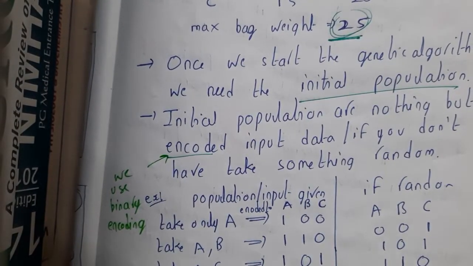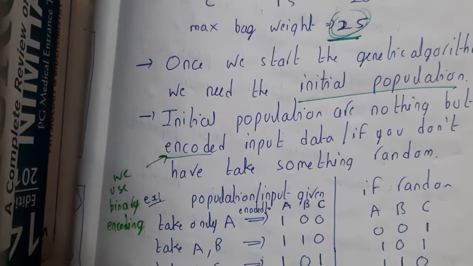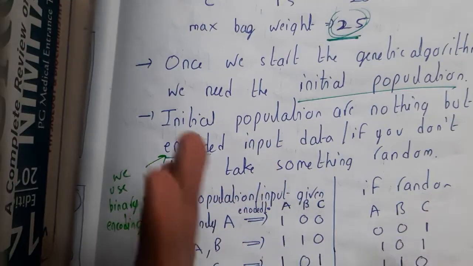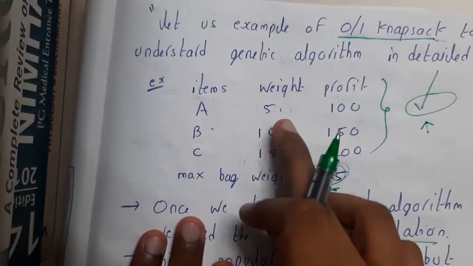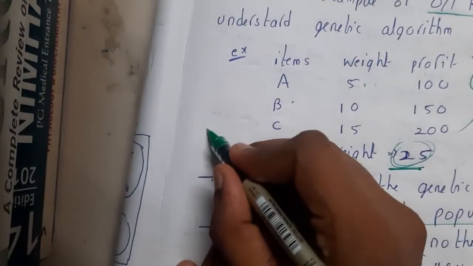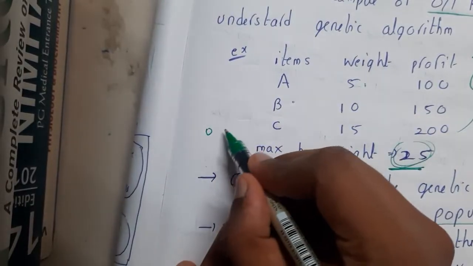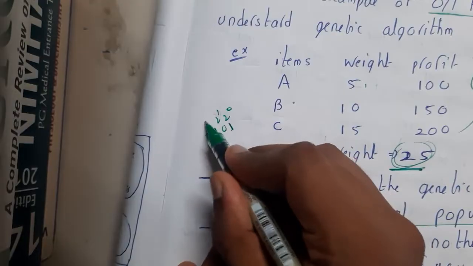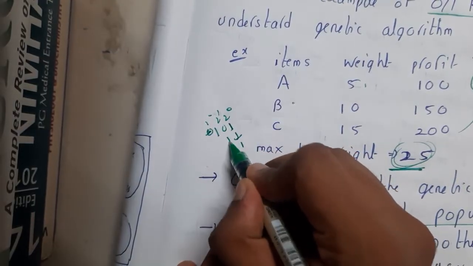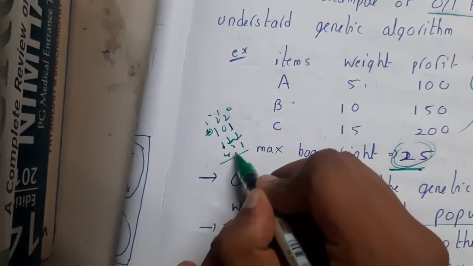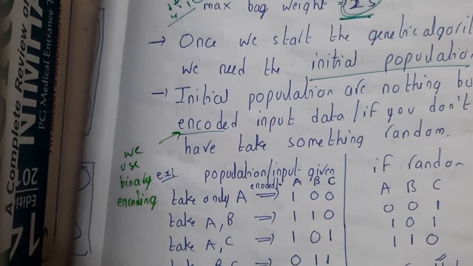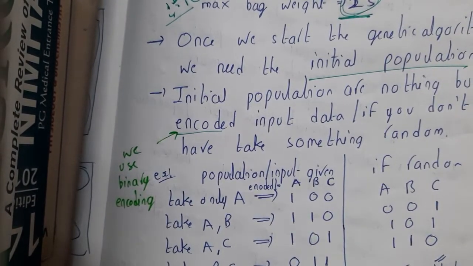Encoded is nothing but, in genetic algorithm we basically use a binary encoding, guys. So instead of storing numbers like 15, 10, 5, we'll be storing them in terms of binary. Like if it is a 5, it is indirectly 1 0 1: 2 power 0, 2 power 1, 2 power 2, that is 1 plus 0 plus 4. So in total it is 5, right? In that way you will be storing the weights, guys.